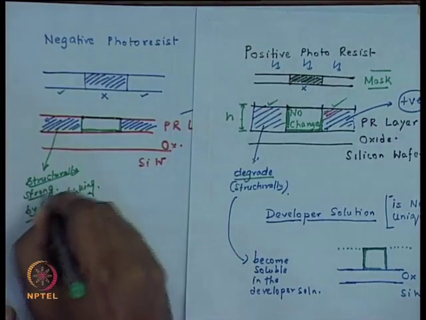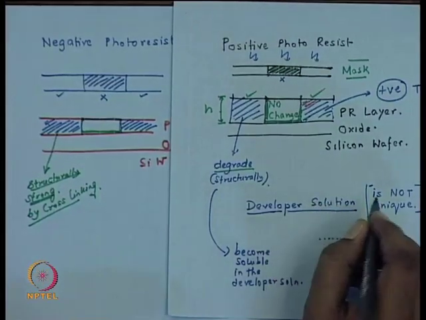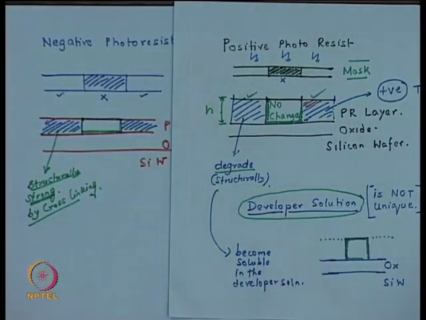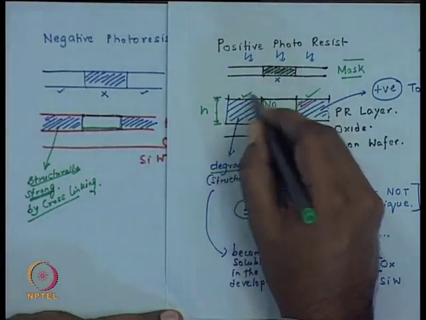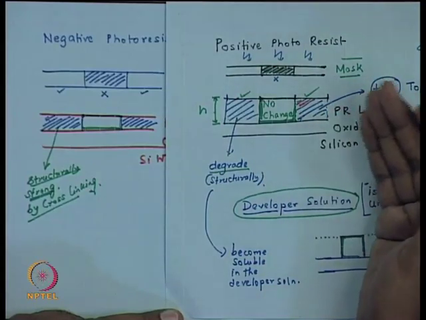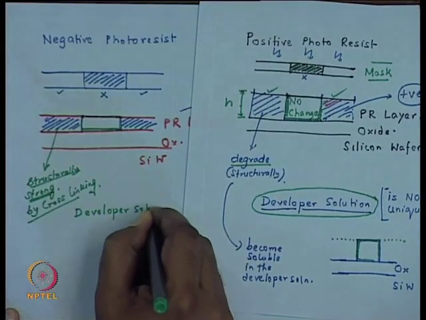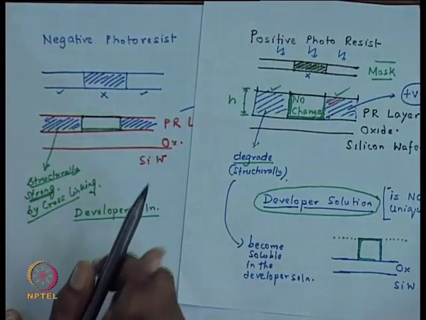Now, what I mean by structurally strong is this: when you use a developer solution, and we mentioned that the developer is specific to each photoresist you are using, when you used an appropriate developer solution, the areas exposed to UV light in case of a positive photoresist preferentially got dissolved. In contrast, here when you use the developer solution, it causes no damage to the areas which have been exposed to UV light.